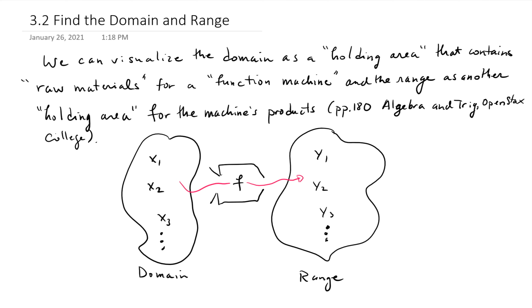So we feed that raw material into the function, and then it creates some output in another holding area that's called the range, and those outputs are the function values of whatever we feed into the machine. So if you feed x1 that's in the domain into the machine, out comes y1. If we feed x2, out comes y2, and so on. So what we can feed into the machine is the domain. What we can get from the machine is the range.